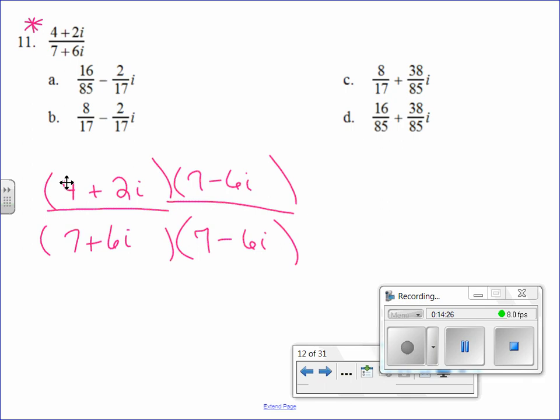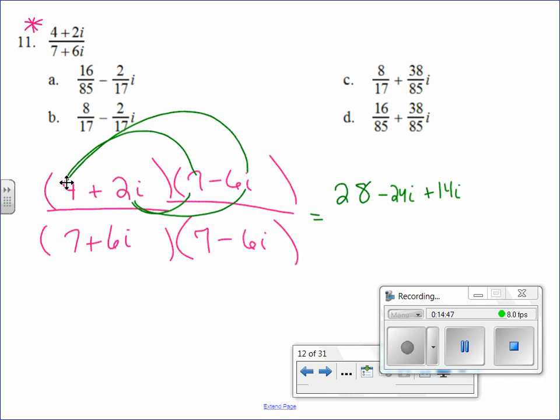Now on the top I'm going to have a full-out foiling problem. First times first, which is 28. Outside times outside, -24i. Inside times inside, 14i. And last times last, -12i squared. I don't know if you guys heard on the video, but a student did shout out, isn't i squared equal to -1? It absolutely is. It is something to remember. i by itself is equal to the square root of -1.